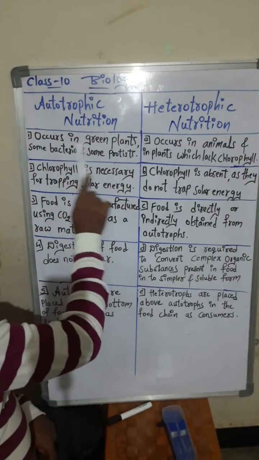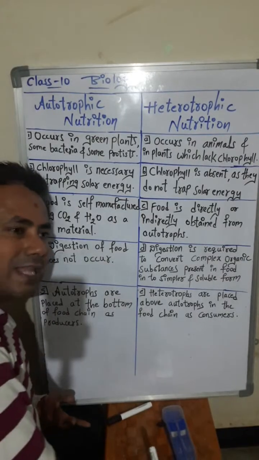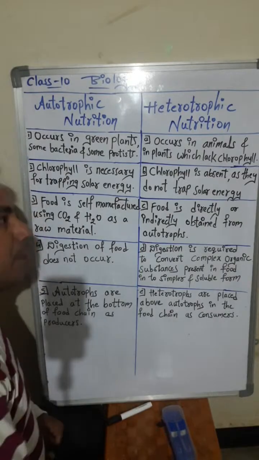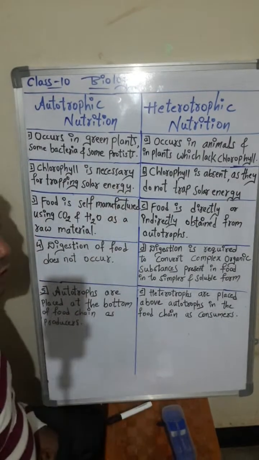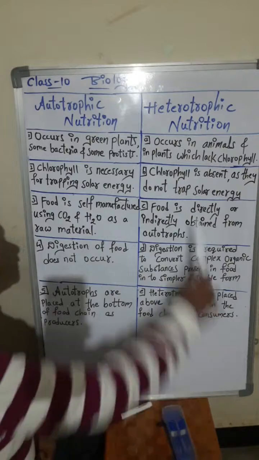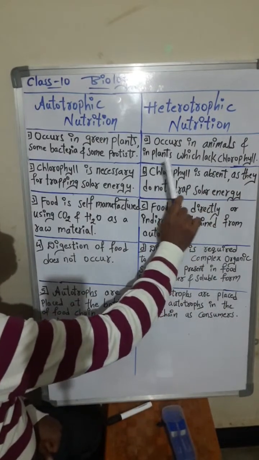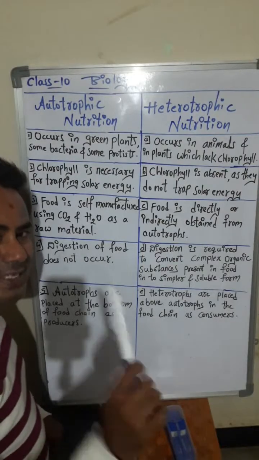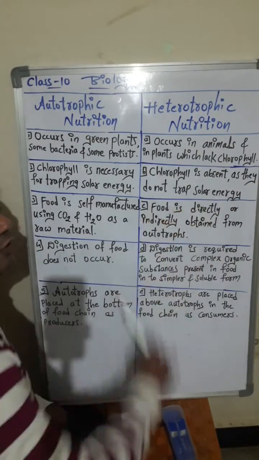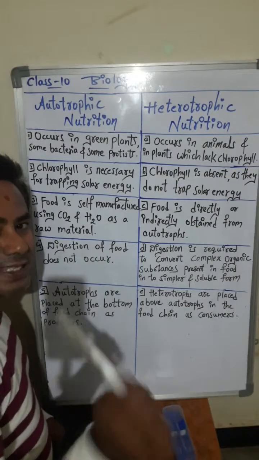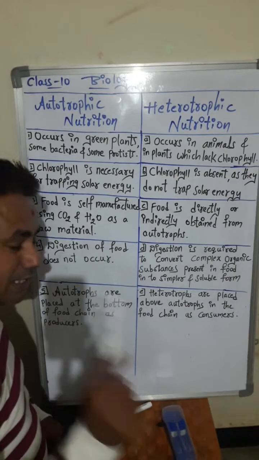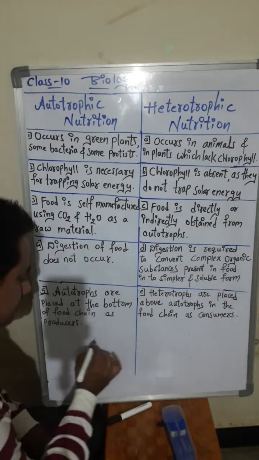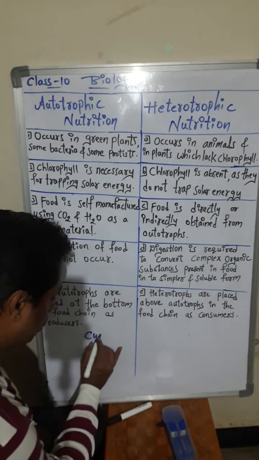So autotrophic nutrition, where does it occur? In green plants, as they have chlorophyll, they trap solar energy and prepare food, and in some bacteria and some protists. Heterotrophic nutrition occurs in animals and in plants which lack chlorophyll. Some plants, students, don't have chlorophyll. An example is Cuscuta. The name Cuscuta is given in your textbook.